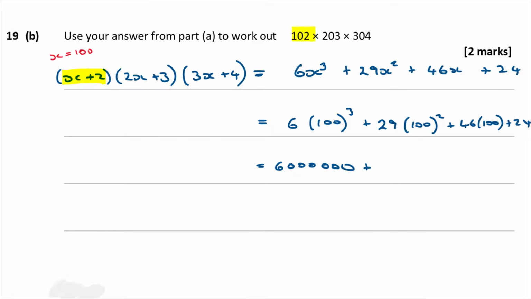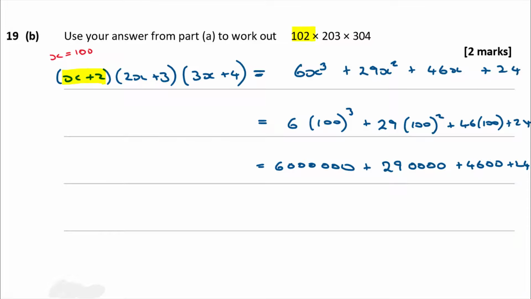plus 100 squared. 100 squared is 10,000. So that's going to give me times 29. That's going to give me 29,000. Is that another zero? No, it's an extra zero, isn't it? It's 290,000, that one. And then 46 times 100 is going to be 4600, and then I've got the 24.